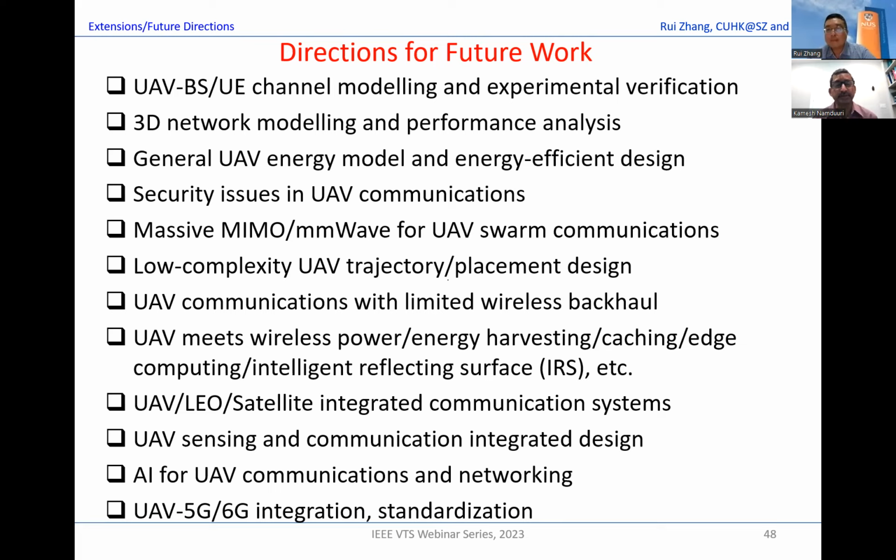There is one more question. That's the last in the chat. The question is, as the number of UAVs increases, the optimization must be more challenging or more difficult.